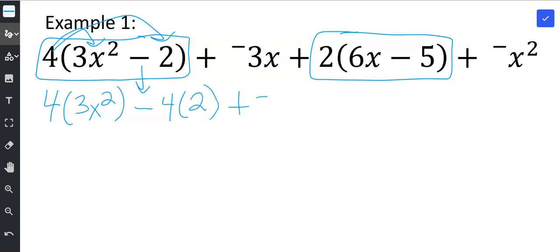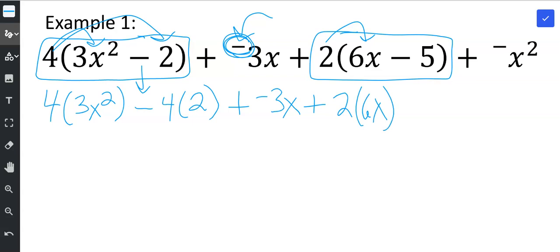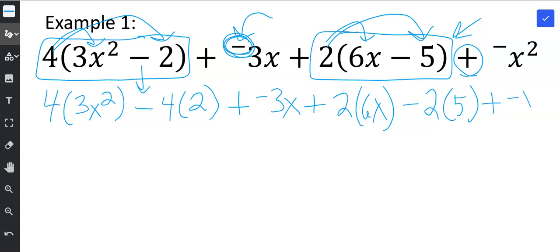Then I add to that the negative 3x, and you'll notice that in these problems, I wanted to write it like they do on the EOG, where they put the negative symbol up at the top. So when you see this, it just means that this is a negative number. Often on the EOG, that's how it's written. Then we're adding to that 2 times 6x minus 2 multiplied by 5. And then finally, right after this set of parentheses, we have an addition sign, and we're adding a negative x squared.